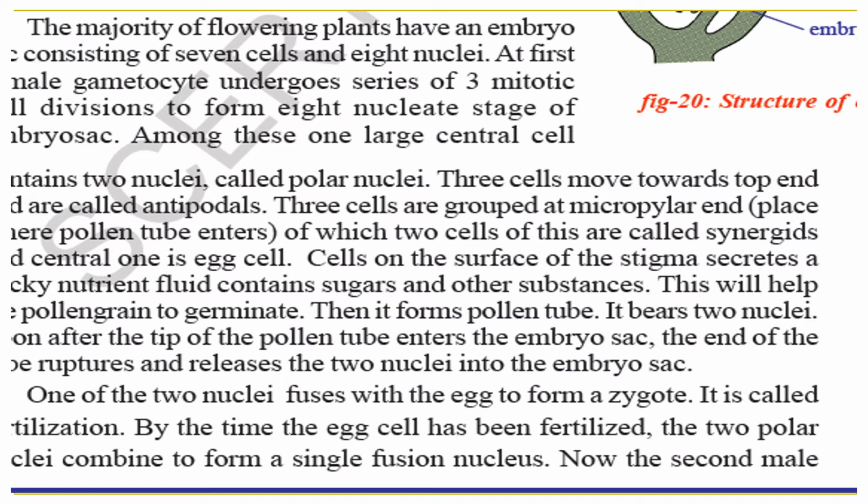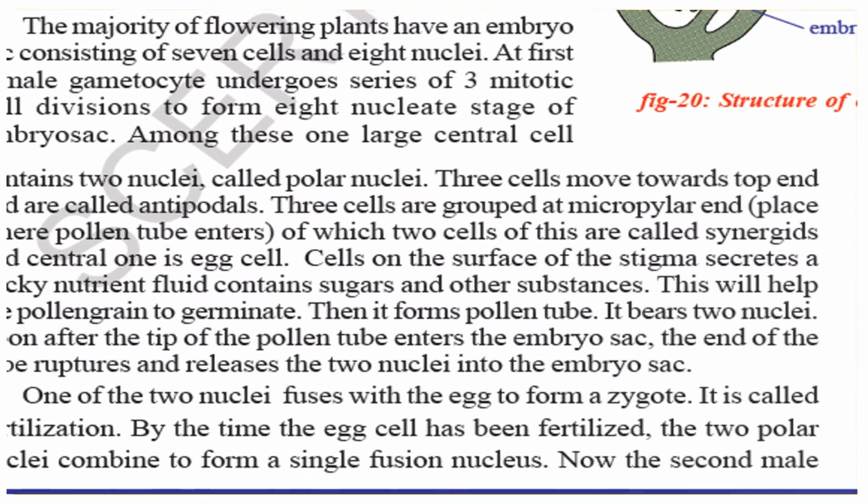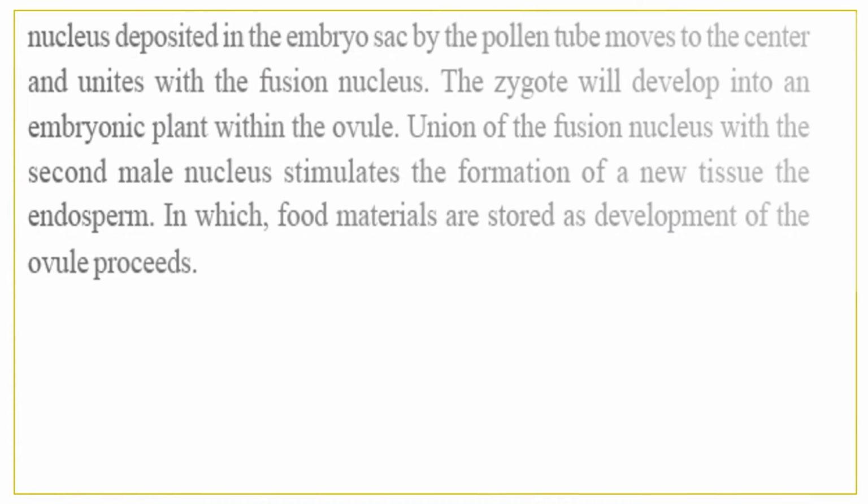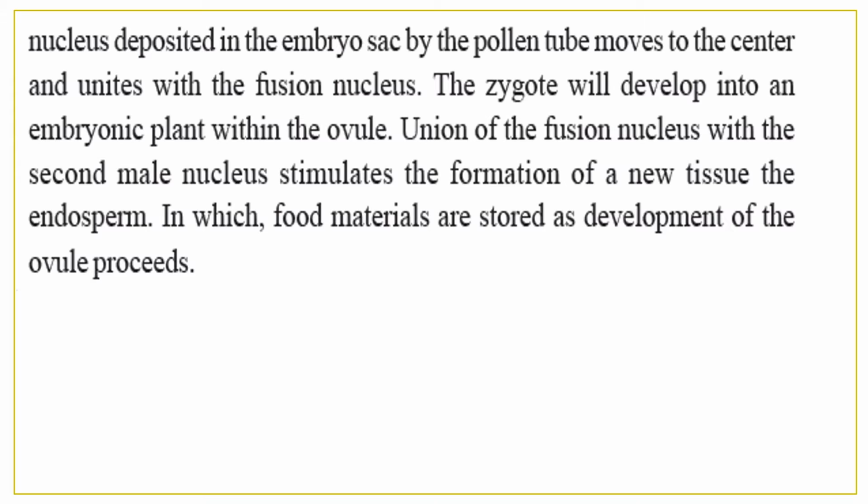By the time the egg cell has been fertilized, the 2 polar nuclei combine to form a fusion nucleus. The second male nucleus, deposited in the embryo sac by the pollen tube, moves towards the center and unites with the fusion nucleus. The zygote will develop into an embryonic plant within the ovule. Union of the fusion nucleus with the second male nucleus stimulates the formation of a new tissue, the endosperm. Understood, children? In which the food material is stored for development.